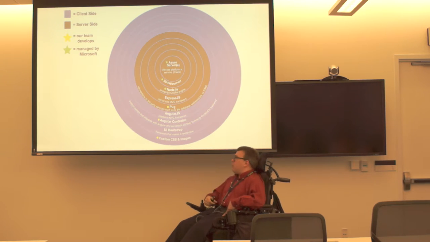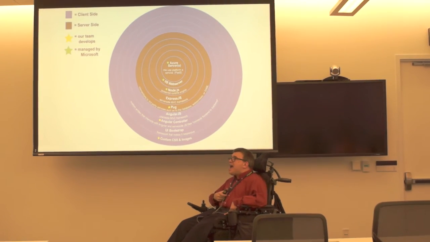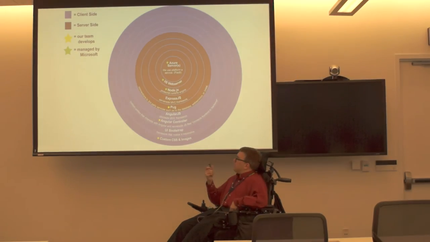And then they're running out for Node.js. So then straight after that, we've got Express.js, and then we've got the first layer that we do development on, which is Pug, which would be the equivalent of your HTML pages. But the cool thing about Pug is that it gets compiled into HTML going out, and it's all compressed and optimized.